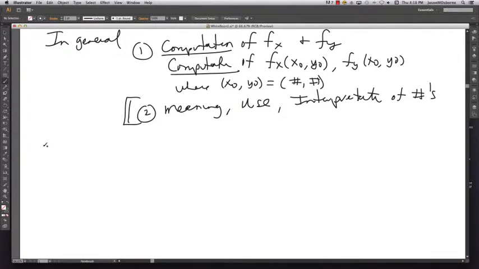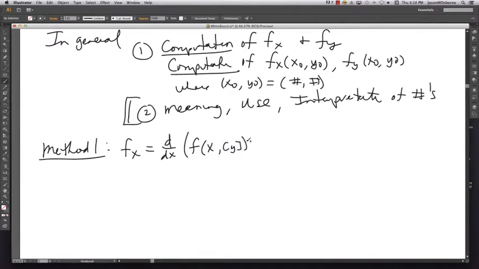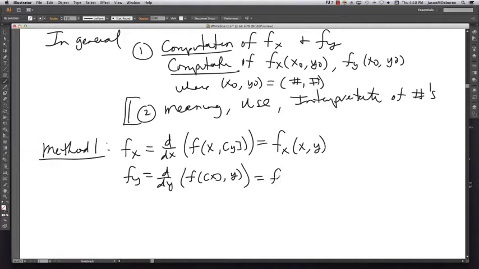Okay, so method 1 for computing partial derivatives: f sub x is the derivative with respect to x of f of x and y, and you hold y constant. f sub y is the derivative with respect to y of f, hold x constant, and then let y be your variable. In both cases, these would be your partial derivatives, and they will most likely come out to be functions of the two variables.